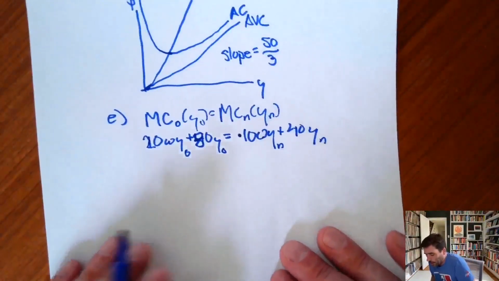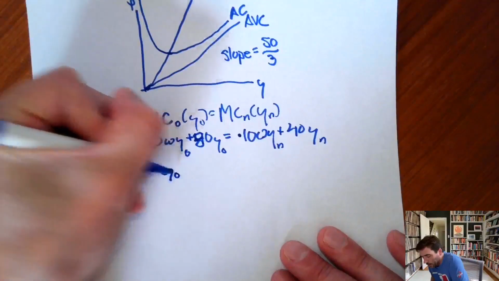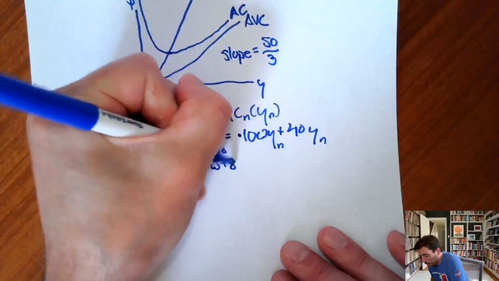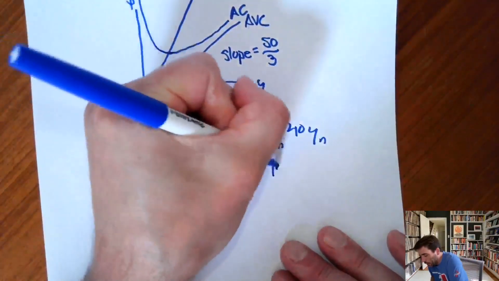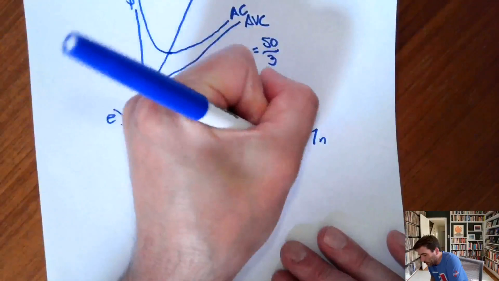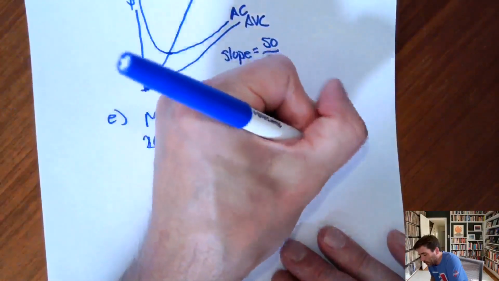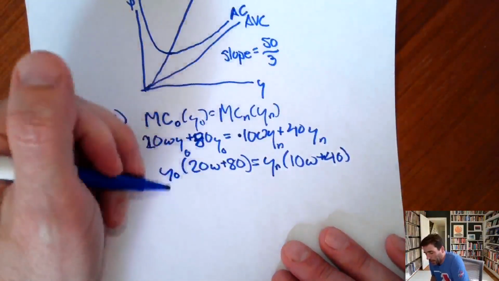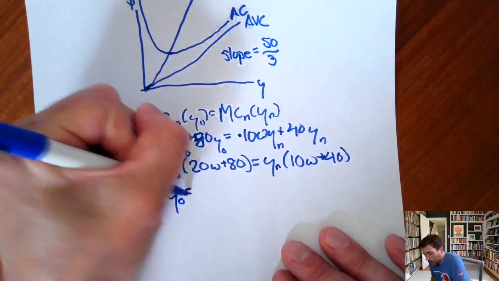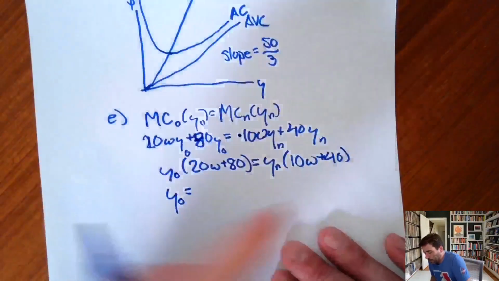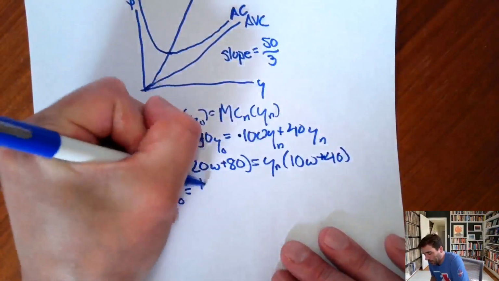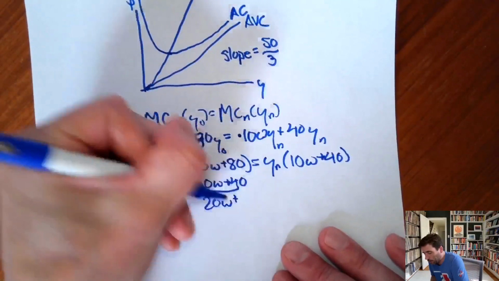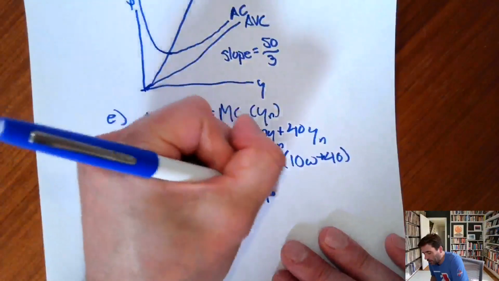Okay. All right, we can still take out a y0 here, right? And that's going to be 20w plus 80 times y0 is equal to yn times 10w plus 40. All right, so how is this going to change my location of output? Well, I can move this over here to slightly simplify things. That's going to give me 10w plus 40 over 20w plus 80, all of that times yn.